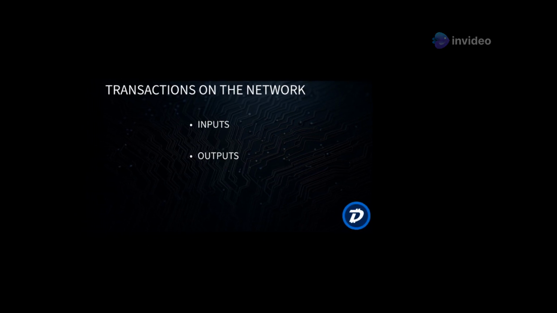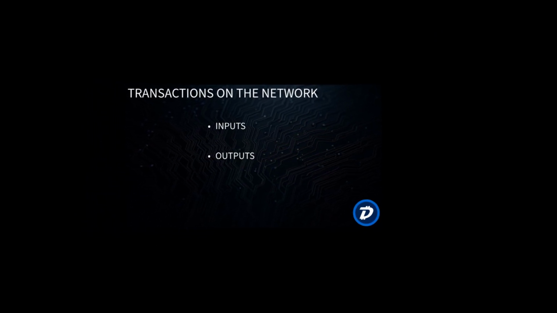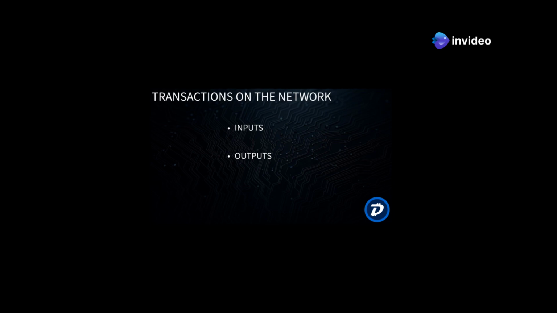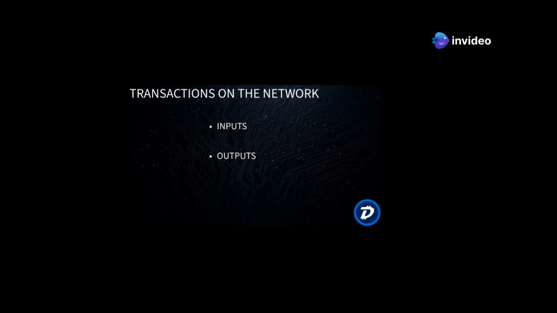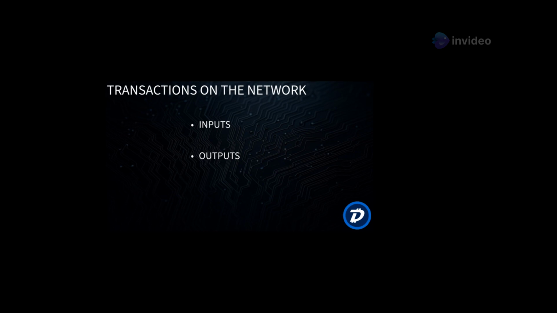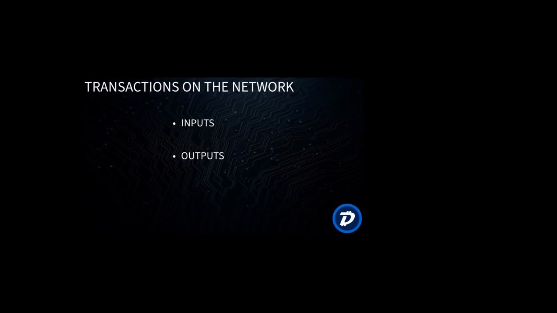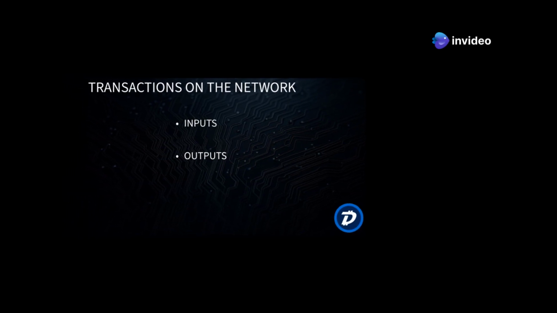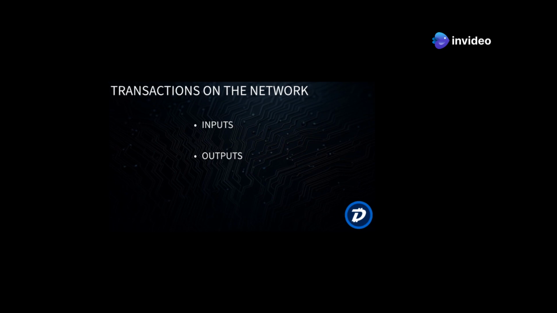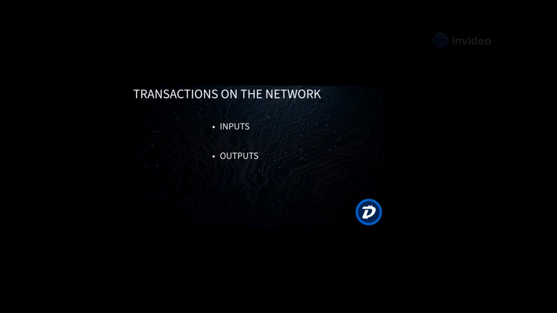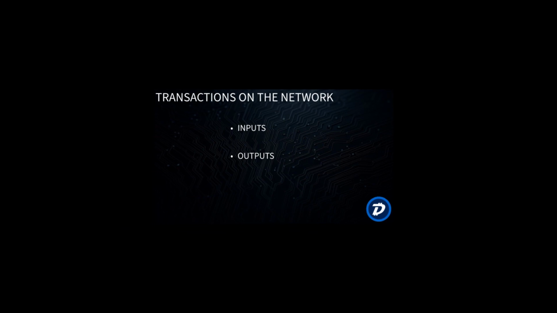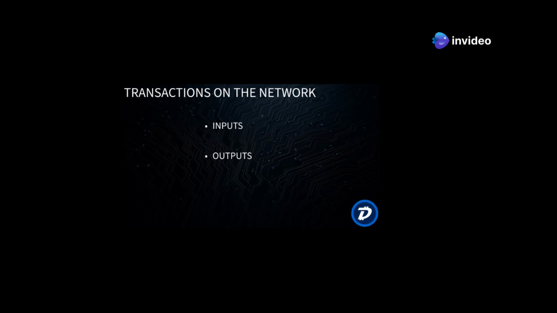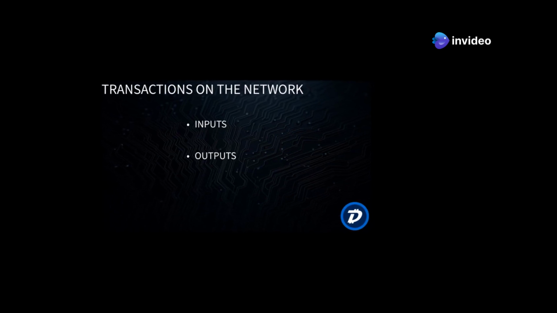Transactions are the fundamental units of the DigiByte network. Here are some key points. Inputs. Inputs are references to previous transactions' outputs that are being spent in the current transaction. Each input includes a reference to the previous transaction and a cryptographic signature that proves ownership. Outputs. Outputs specify the new ownership of the digibytes being transferred. Each output includes an amount and a cryptographic key or public key of the recipient. Change. If the total value of the inputs exceeds the amount being sent, the difference is returned to the sender as change through an additional output. Inputs and outputs are crucial components of transactions on the DigiByte network.